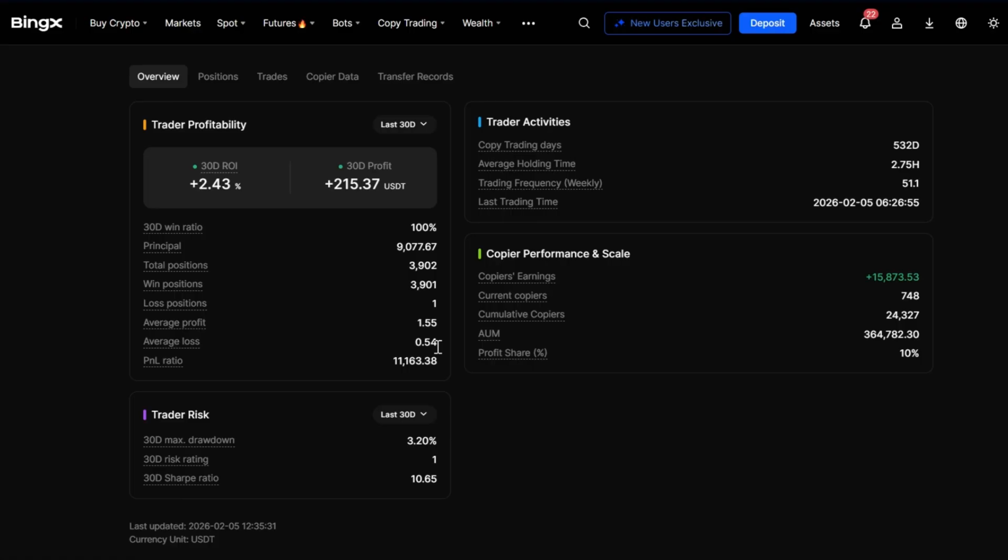You can also see trader activities, which shows their trading stats, such as how many days since they started copy trading, average holding time for a trade, trading frequency for a week, and their last trades.